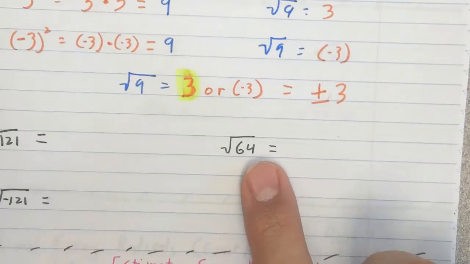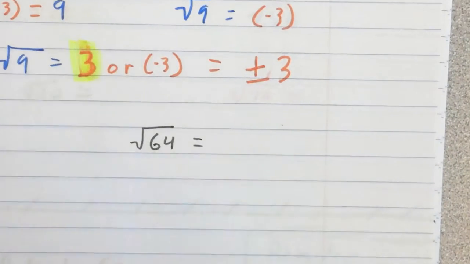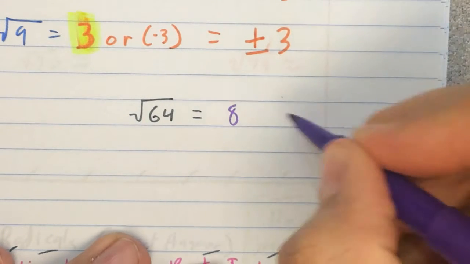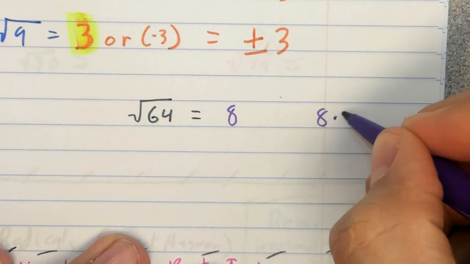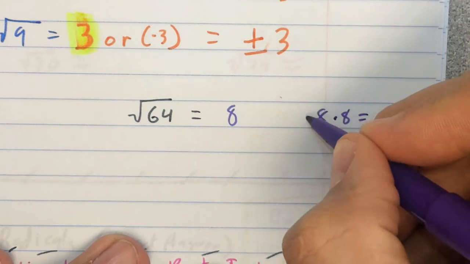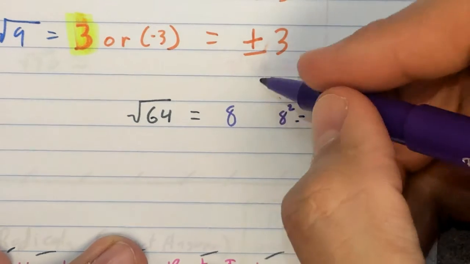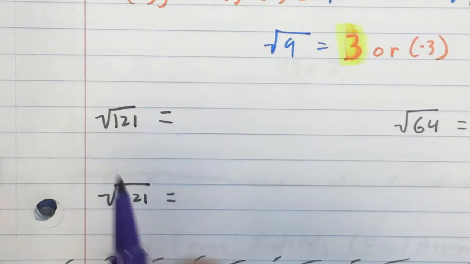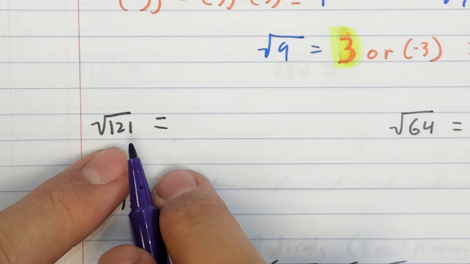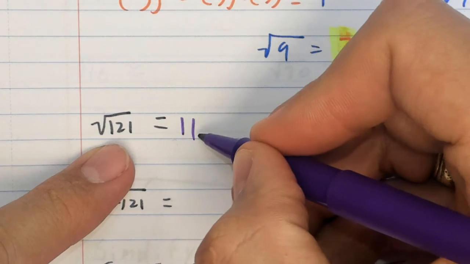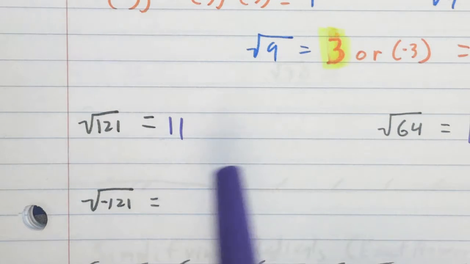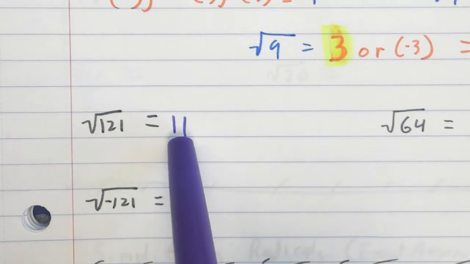I'm going to go over here. We're going to look at the square root of 64. The square root of 64 is 8, because if I take 8 times 8, I get 64. That's 8 squared. So the square root of 64 is 8. I have another one over here. 121. This is 11. Okay, so we had gotten the square root of 121 is 11.